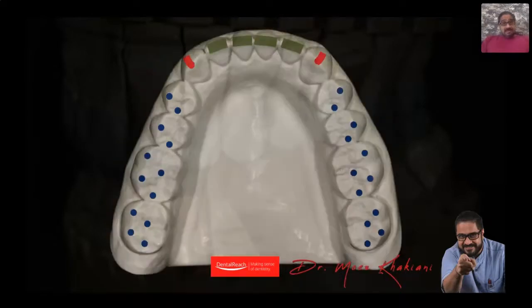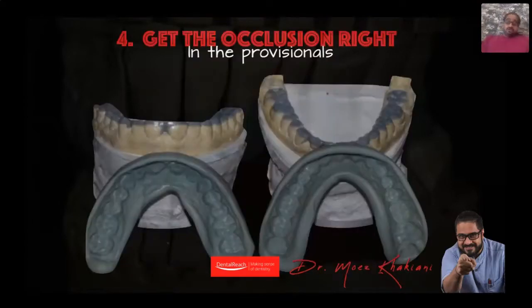All right, so that's for the maxillary, that's for the mandibular. The concept is the same. Dots at the back, lines in the front. This is the ideal occlusal scheme for a full mouth reconstruction. Now, very important. Get the occlusion right on your provisional restorations. If you get it right on your provisionals, doing it in the final is a copy-paste, absolute copy-paste with the CAD-CAM technology that we have at our disposal today.